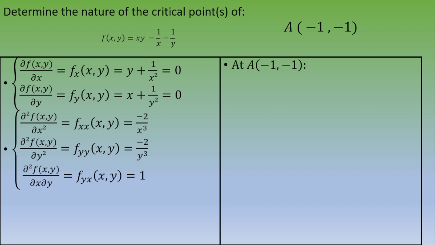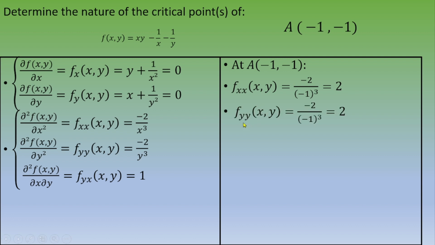So now, at this point (-1, -1), the second order derivative with respect to x, you just plug the value of x. This is -2 over (-1) cubed, and this is 2. We do exactly the same with the second order partial derivative with respect to y. This is -2 over (-1), the value of y, cubed. And you end up with 2.